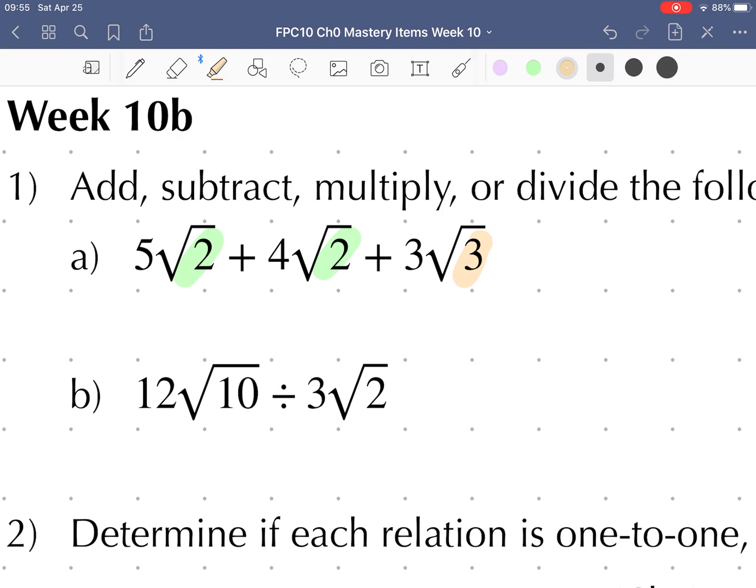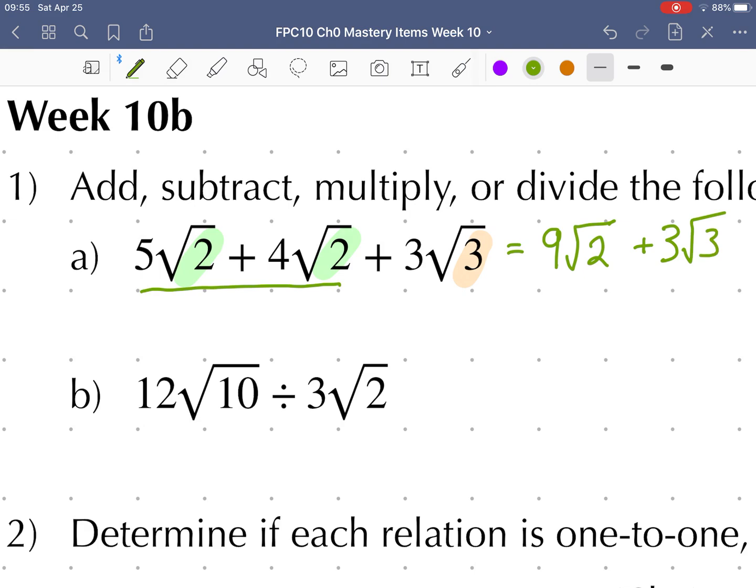They're not like terms. So when I add 5 square root 2 plus 4 square root 2, that is going to end up being 9 square root 2. And then we can add to that 3 square root 3. Now, this is as simple as this one gets. We can't do any further operations with it because we do not have like terms.